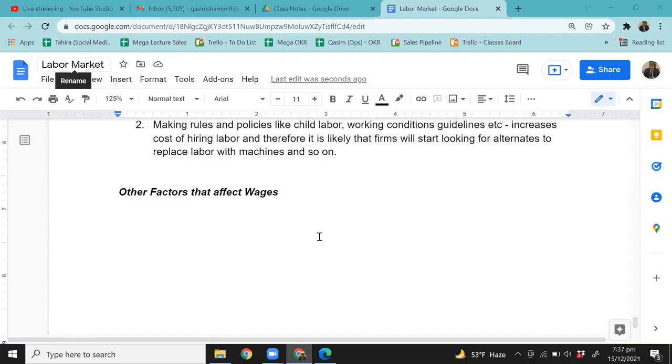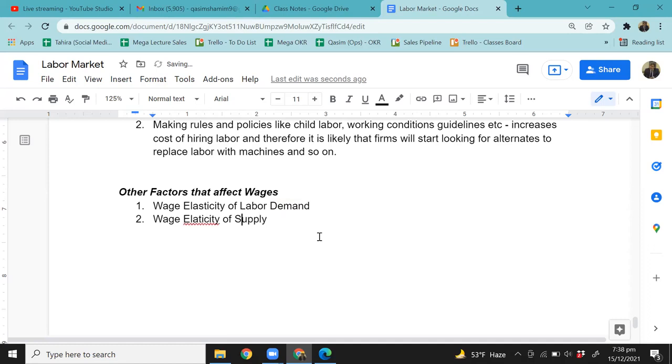Factors that affect wages, right? Now, what are those other factors that affect wages? That is what we are about to discuss. Some of these might be new terms for you, but don't worry, I'll explain each one of these. Wage elasticity of labor demand. Similarly, you have wage elasticity of labor supply, right? What that is, you might have guessed through the name, but we'll discuss this in detail.